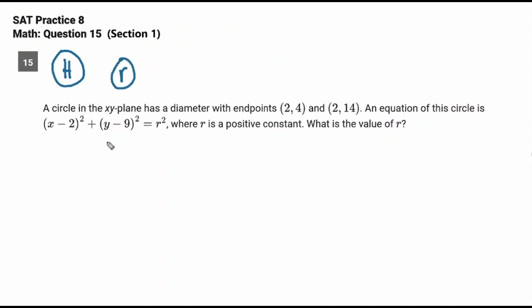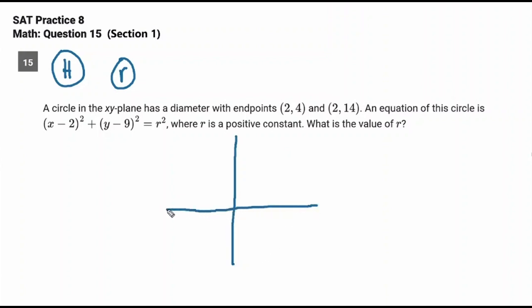All right, this is the circle formula. It's not in the SAT formulas box. You do not need it for this problem. You only need to know that r is the radius. Just draw this thing out, man.